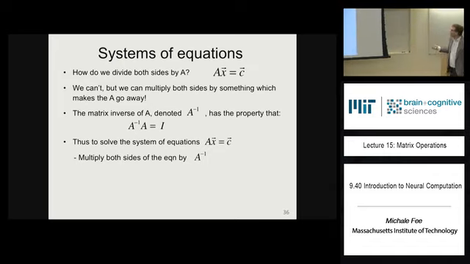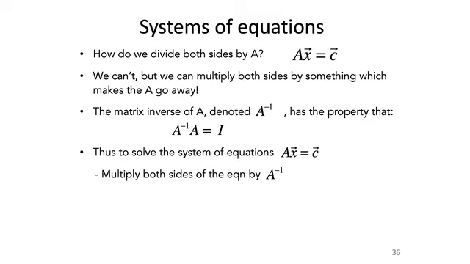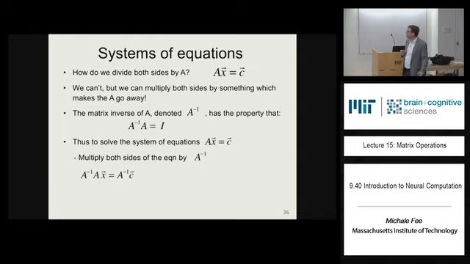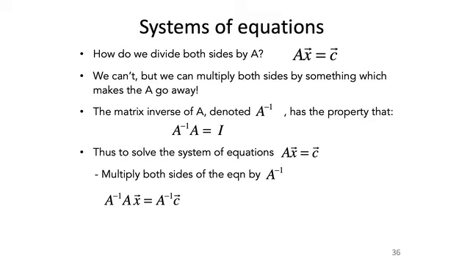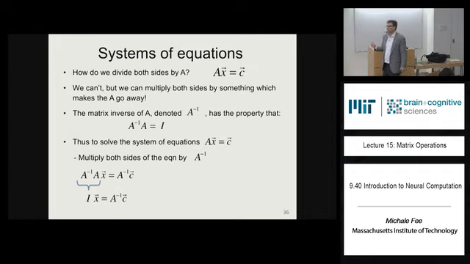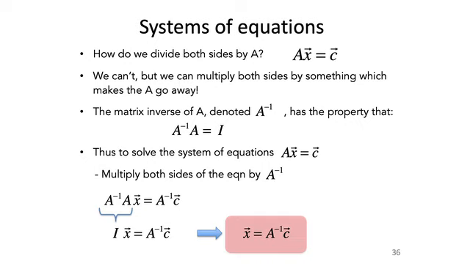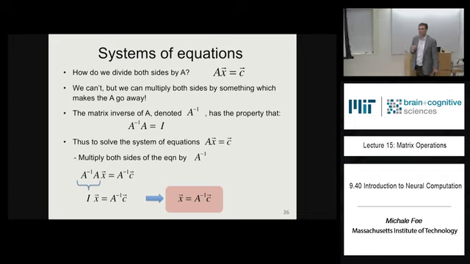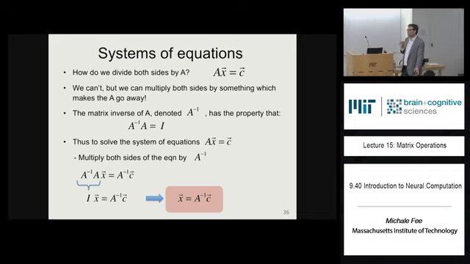Okay. So to solve this system of equations, Ax equals c, we multiply both sides by that A inverse matrix. Okay? And so that looks like this. A inverse A times x equals A inverse c. A inverse A is just what? The identity matrix times x equals A inverse c. And we just saw before that the identity matrix times x is just x. All right, so there's the solution to this system of equations. Okay. All right, any questions about that?